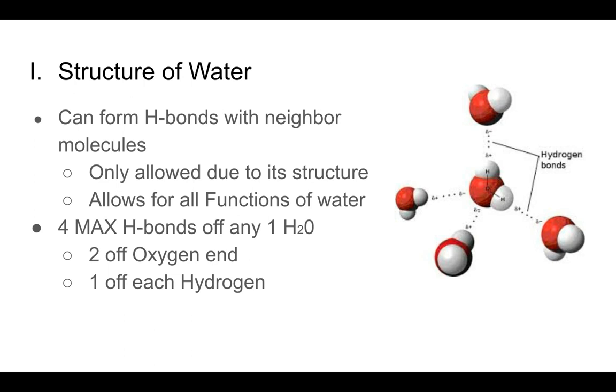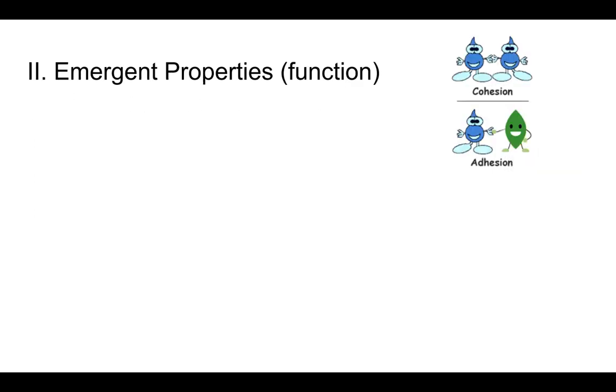Now, your notes are set up to talk about 4 emergent properties. So an emergent property is kind of as it sounds, it's something that emerges as a result of, in this case, the structure of water and the collection of hydrogen bonds that can exist between water molecules. Now, there are 4 emergent properties.